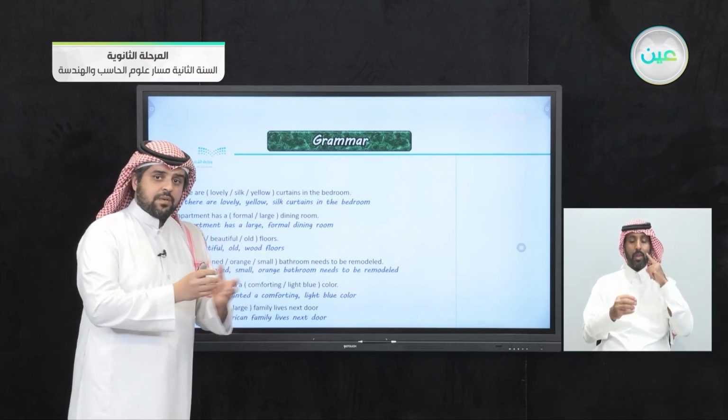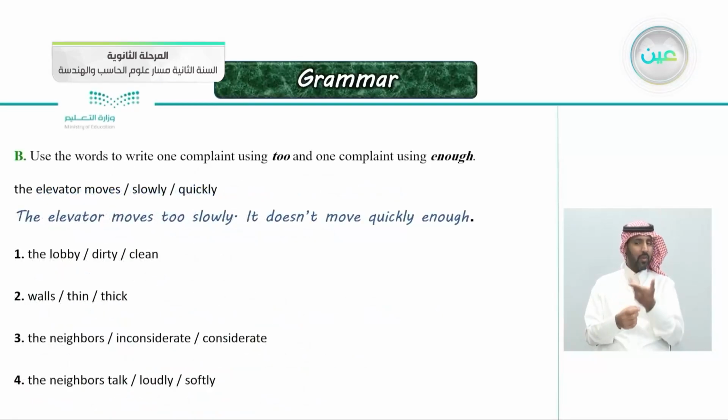Exercise B here, use the words to write one complaint using too and one complaint using enough. So again, use the words to write one complaint using too and one using enough. The elevator moves slowly, quickly. So you have to use too and enough. The first one is already done here.